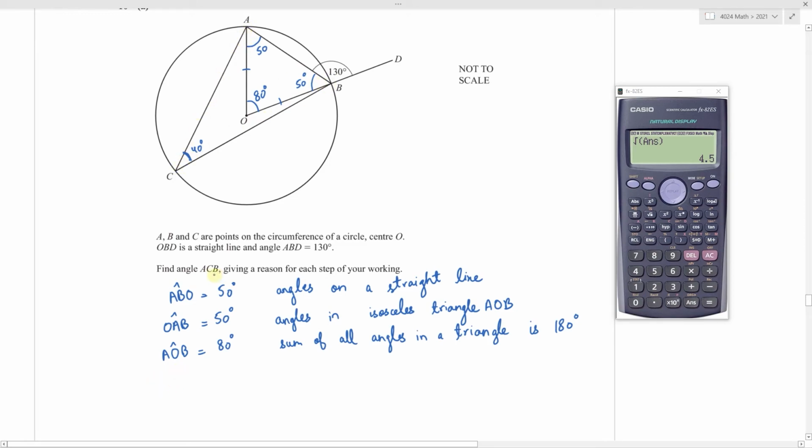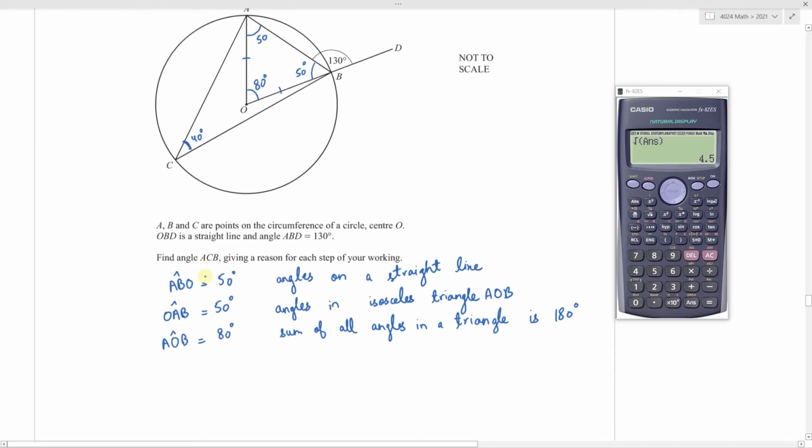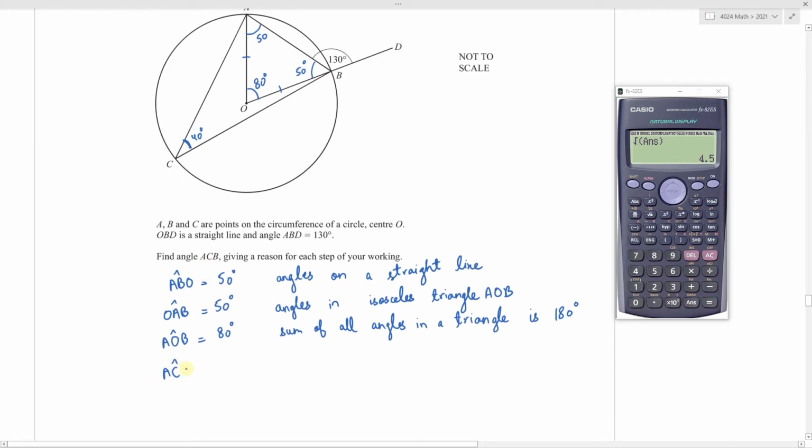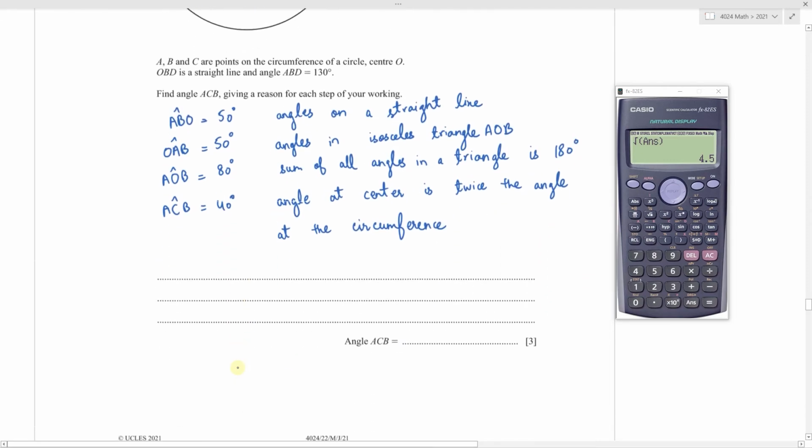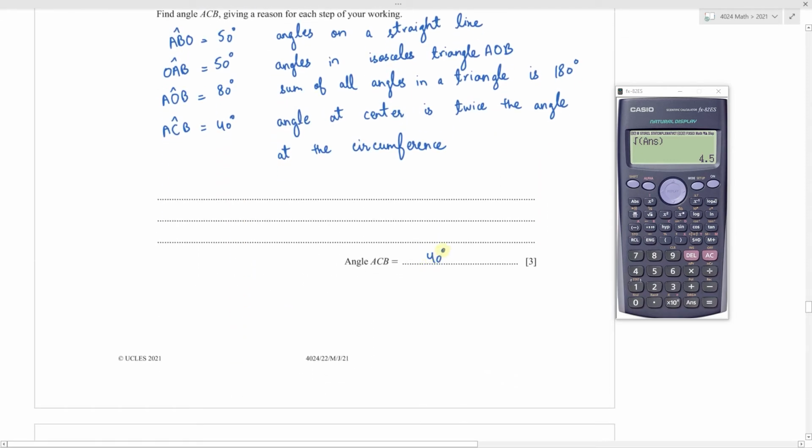So the required angle ACB, so I can write it here, angle ACB will be equal to 40 degree, and the reasoning is angle at center is twice the angle at the circumference. So this is how you will find angle ACB, giving reason for each of the angles that you calculate along the way. So this is 40 degrees.